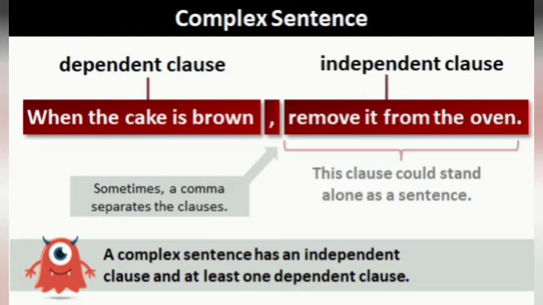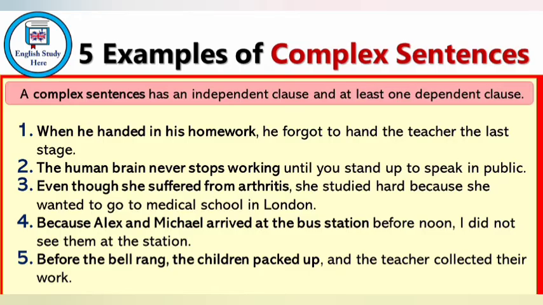So once again, a complex sentence has an independent clause and at least one dependent clause, and when both come together, one independent and one dependent clause, they join together to form the complex sentence. Independent clause and dependent clause both carry the subject and the verb, but they differ in having the meaning. Let's read some more examples.